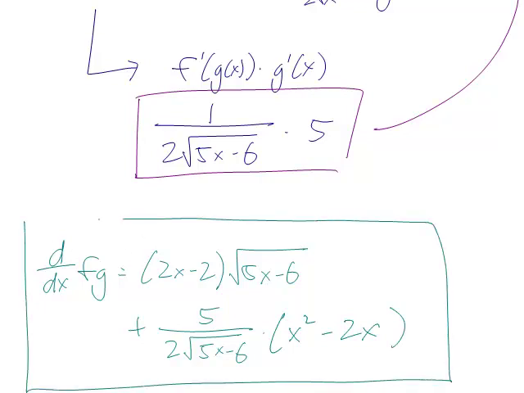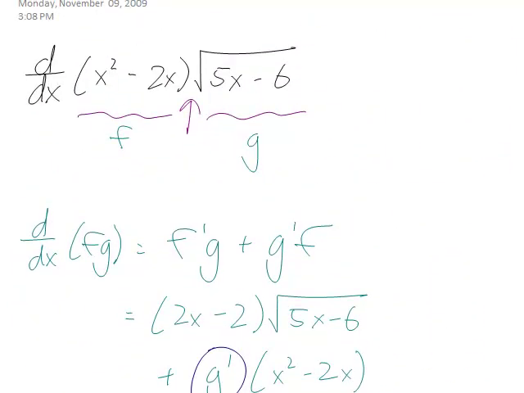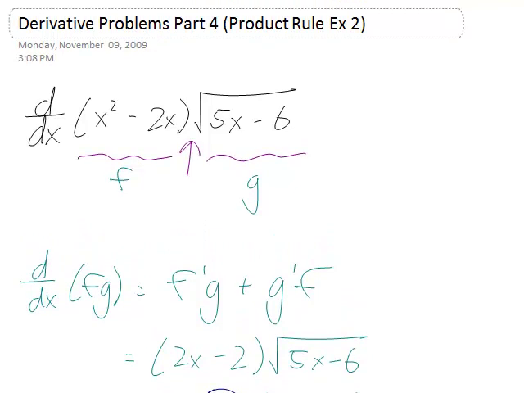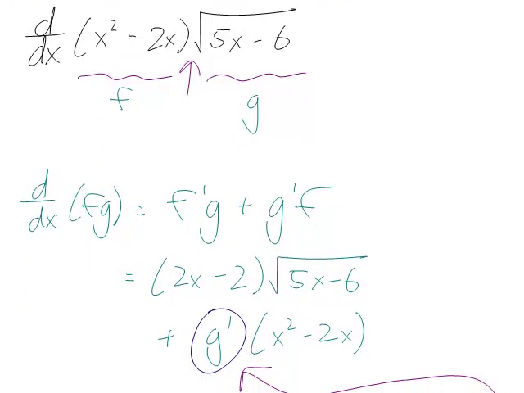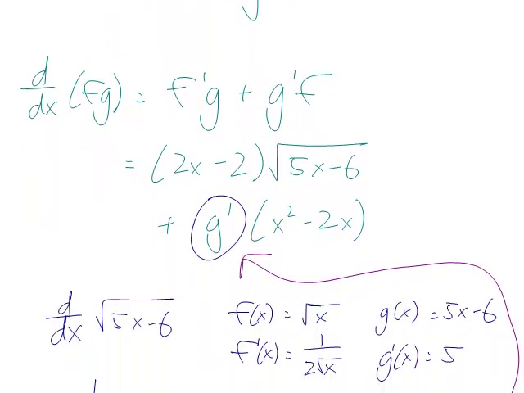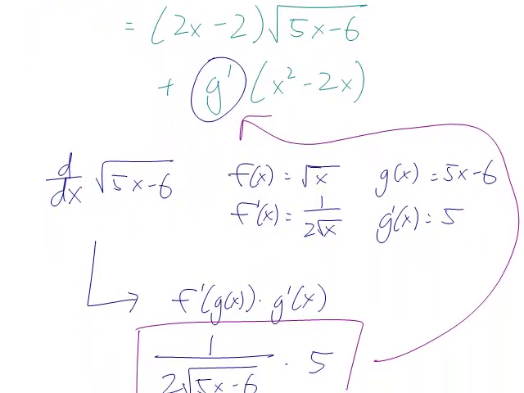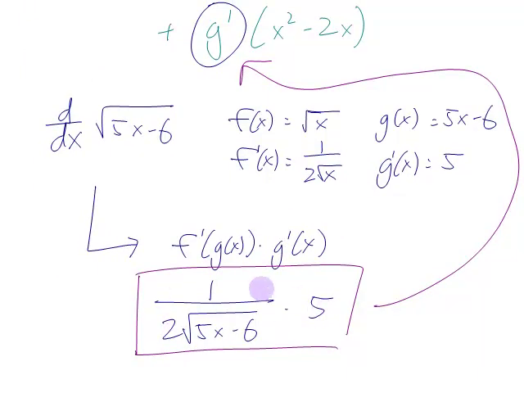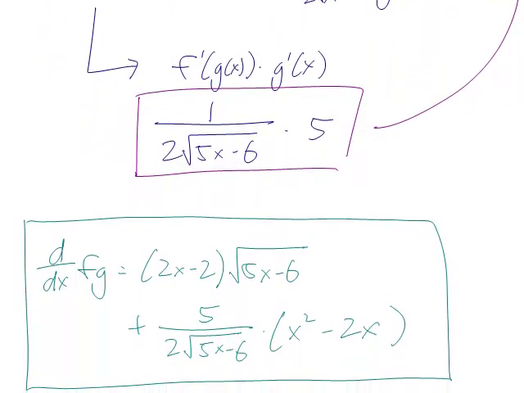And so this whole big thing is the derivative of our original function, x squared minus 2x times root 5x minus 6. And just to do a little recap, we needed to break this function up using the product rule into these two parts. And then while doing the product rule, we noticed that g prime is something that we actually need to use the chain rule to figure out. But that's not hard. We can use the chain rule to find that derivative. This is g prime. And putting g prime back into the original derivative, we get this as our final answer.